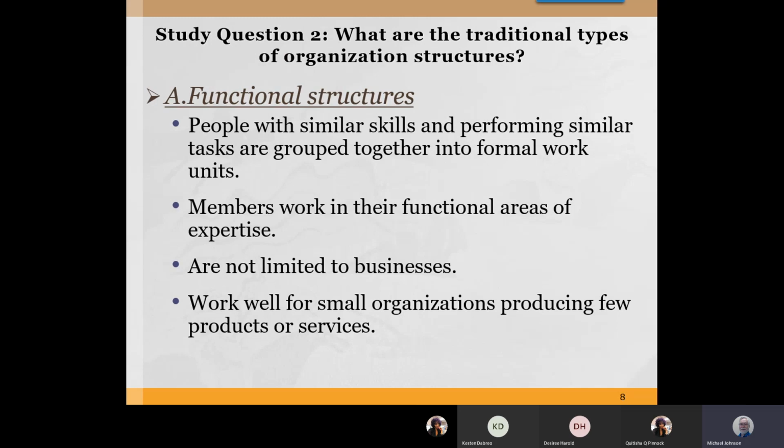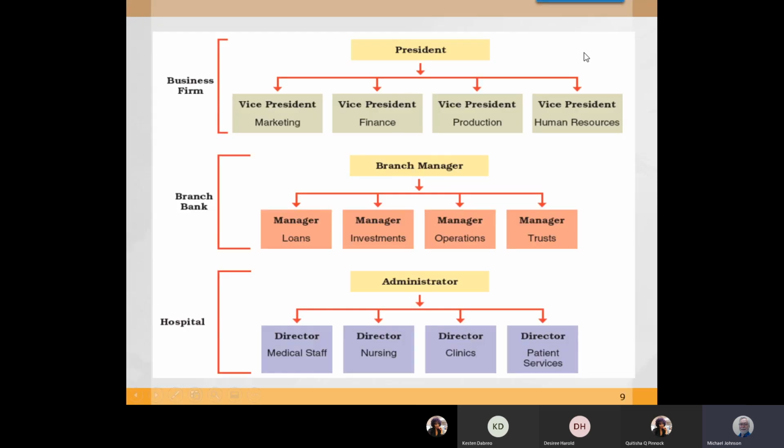Members work in their functions, area of expertise, but usually together in one form or another, are not limited to businesses. This is true. And also work well for small organizations producing few products or services. And again, you're basically doing and working within the environment for your particular focus, being your function, whatever it happens to be. So it kind of gives us an example of this philosophy where we can actually break it down a little bit. And they've broken it down graphically to give you an example.